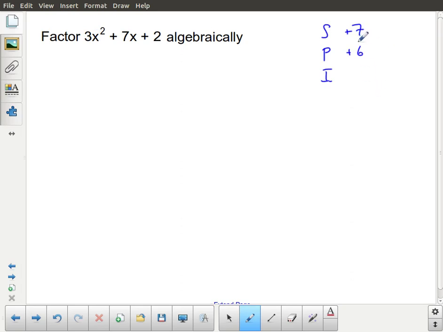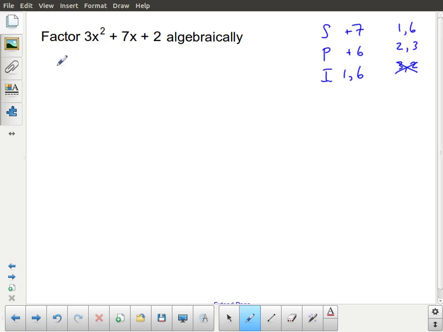So I can see right now I've got positive 7 and positive 6. I'm going to need two positive numbers. So what numbers multiply together to give me 6? I've got 1 and 6. I've got 2 and 3. I've got 3 and then 2, and I can see, oh, I've crossed over. I'm just repeating myself now. I'm not going to look at those. And now I ask myself, adding these numbers together, how do I get 7? The answer is I add positive 1 to positive 6.